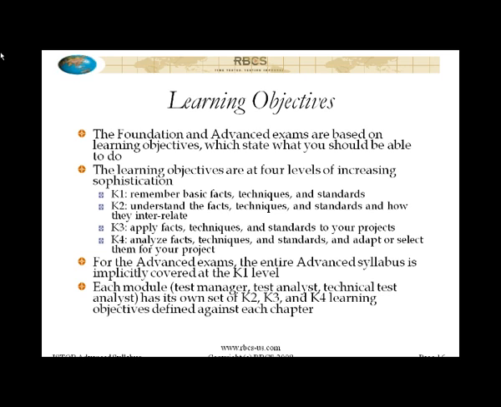So K1 is just being able to remember basic facts, techniques, standards, and so forth. Just remember what's in them. Remember that they're there, remember what they're for, remember what their content is, remember the definitions of terms. K2 is understanding. You need to be able to understand the facts, the techniques, the standards, and how they relate to each other. So it's a more sophisticated knowledge level, because simply parroting things back is K1, but then to be able to say, okay, this relates to this, and I understand what this means, you can identify examples of this concept in action, that's K2.